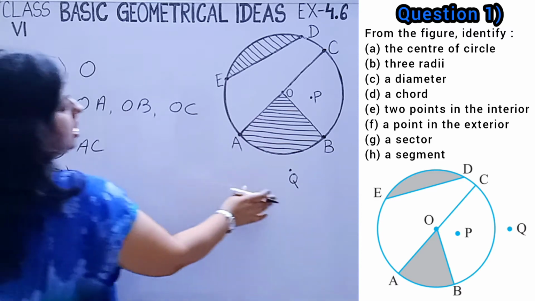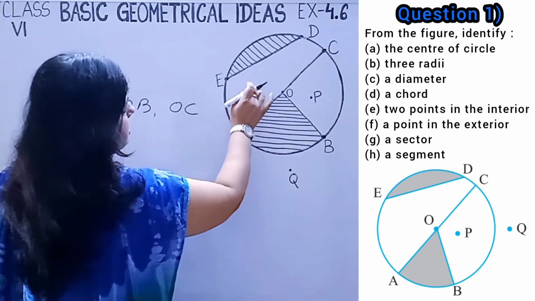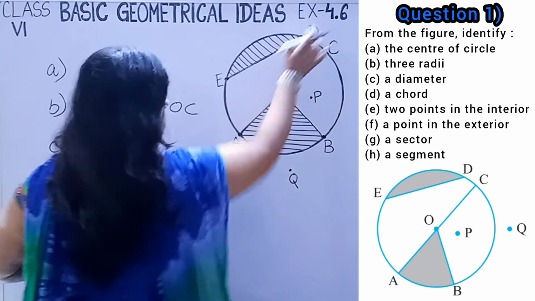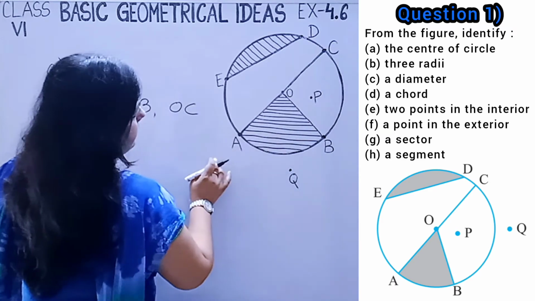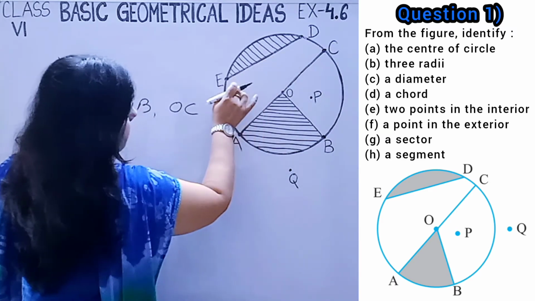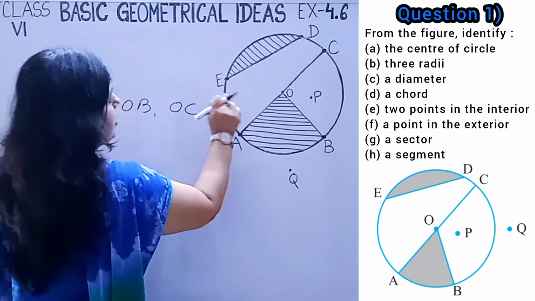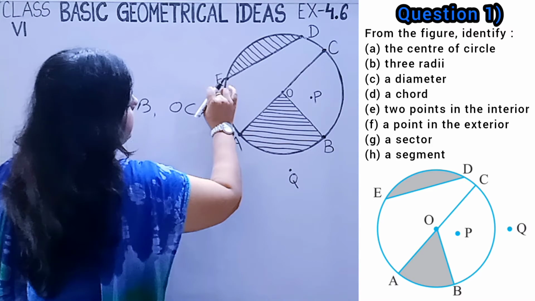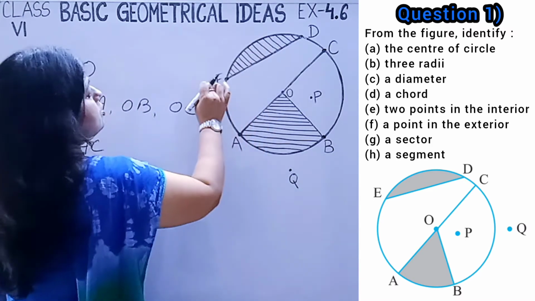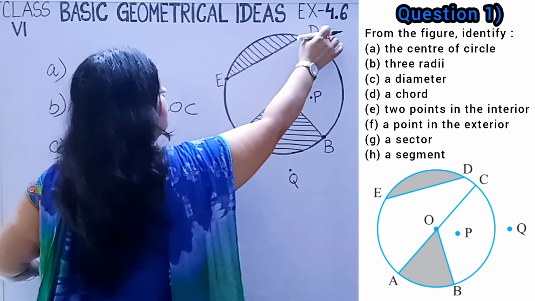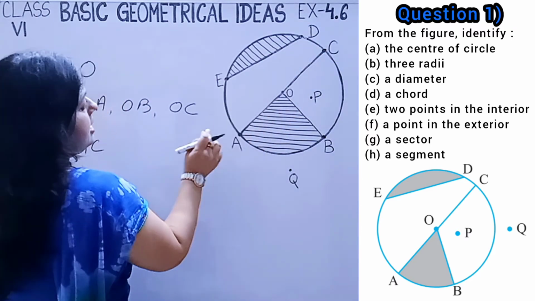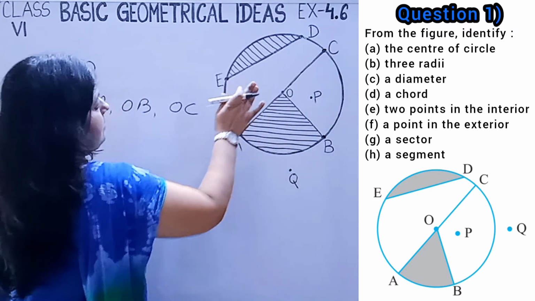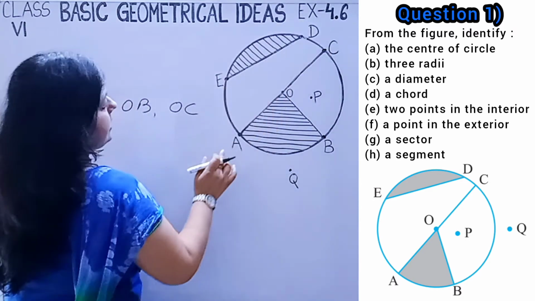D. A chord. A chord of a circle is a line segment. Here, these are lines. ED is line segment. AC is line segment here. So, a chord of a circle is a line segment joining any 2 points on the circle, ED. These are 2 points on the circle. So, ED is a chord. Here, we can see AC. AC also a chord. So here we have 2 chords, ED and AC.